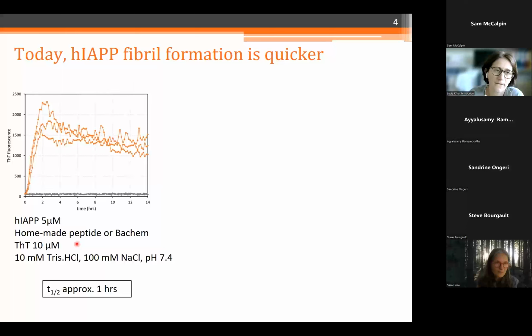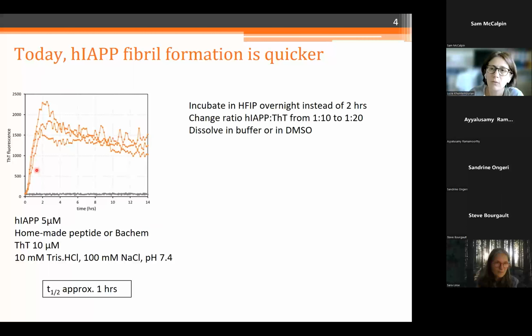So we also want to have a nice lag time because I'm also testing some molecules to check if there is inhibition. So I really want to have a nice lag time. So this is a bit quick for me. So I looked at different parameters that I could change to increase this lag time.